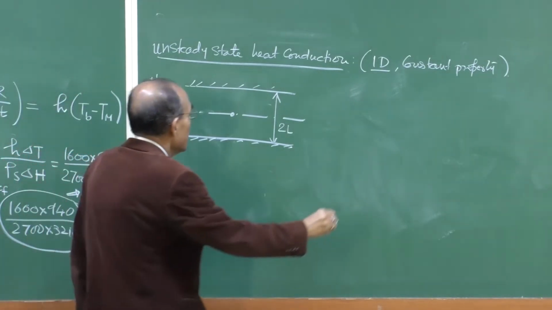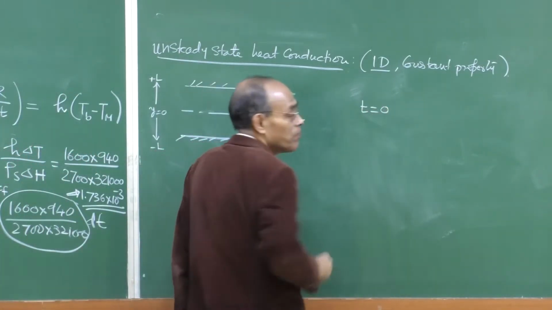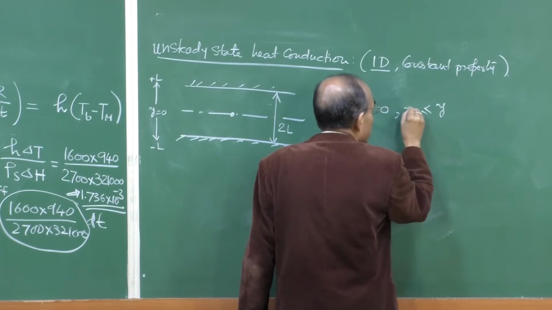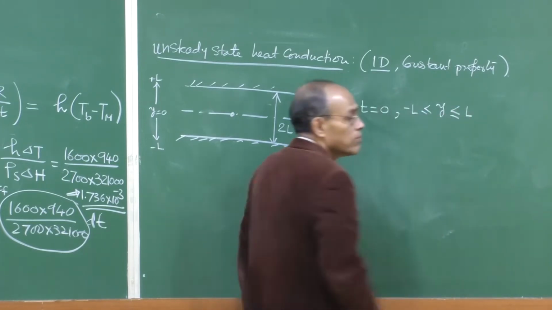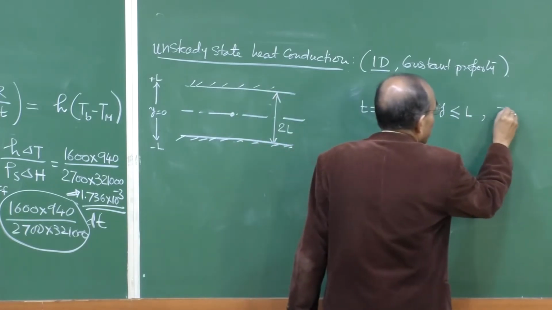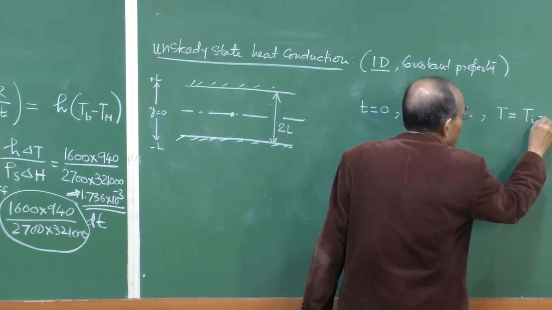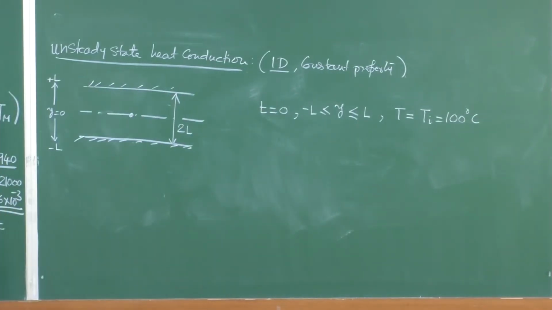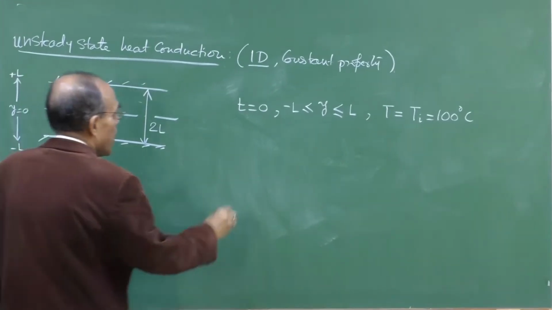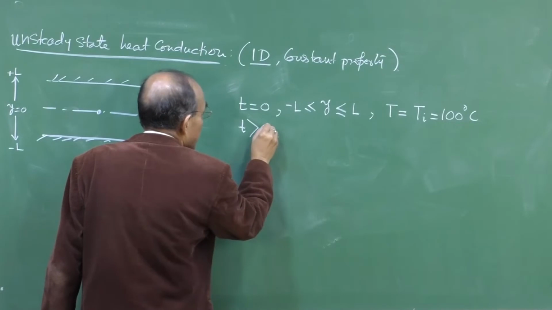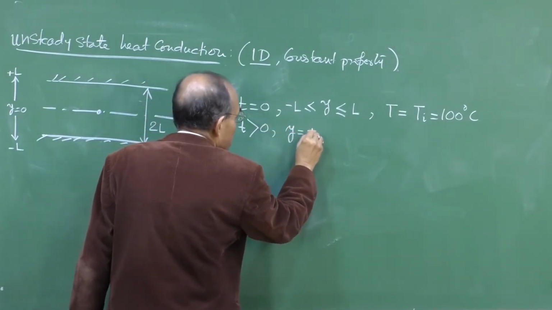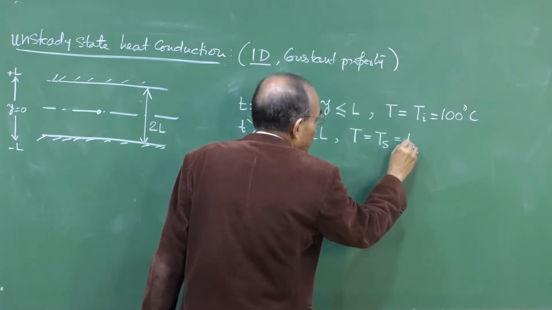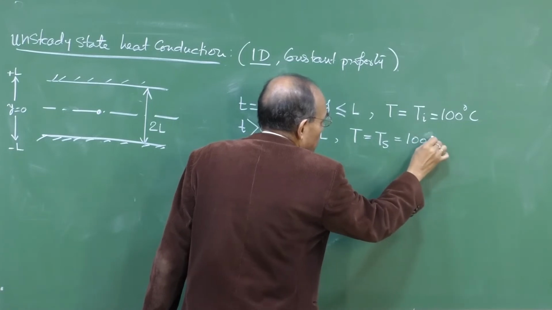How do we express that? We say at time t is equal to 0, for all values of y, y greater than minus L and less than plus L, the temperature is equal to T_i, which is equal to 100 degrees centigrade, let us suppose. That is what we express. And then we have the boundary conditions for t greater than 0: for y is equal to plus or minus L, we have T is equal to T_surface, which is equal to 1000 degrees centigrade.